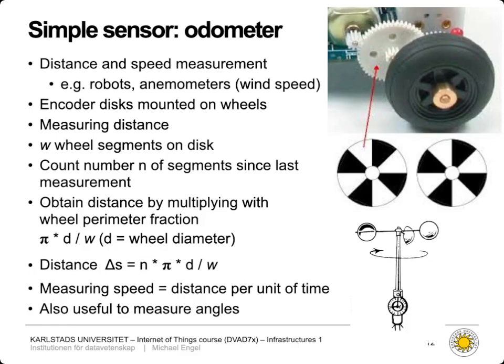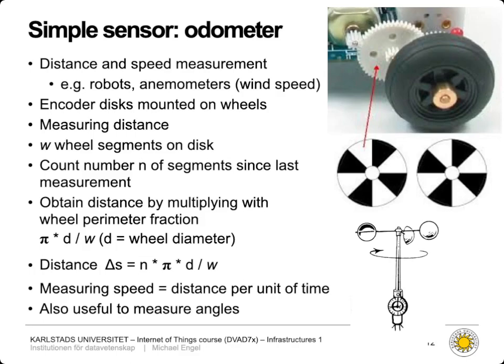And if, like in our example here, our segment disk has 8 segments, you know if you've seen 4 transitions from low to high and 4 transitions from high to low in your signal, then you know it's one rotation of your wheel. And then, of course, if you have this, you can convert this to a speed. So what you do is you count the number of segments since the last measurement, and of course you know the time that has passed.